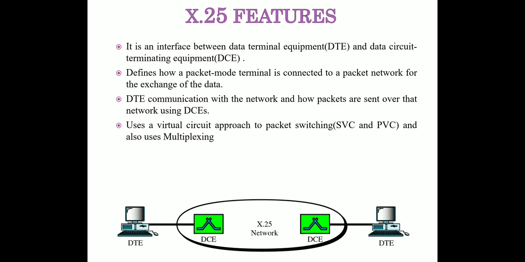It is an interface between the data terminal equipment or the DTE and data circuit terminating equipment or the DCE. So, X.25 acts as an interface between a DTE and a DCE. Now, DTE is nothing but the user's end station or the computer, and DCE is nothing but a network, an interconnecting network node.